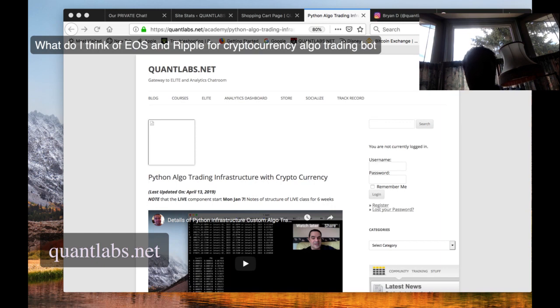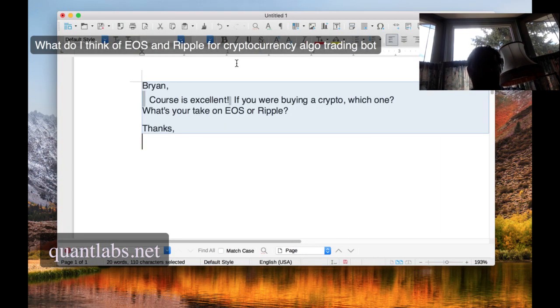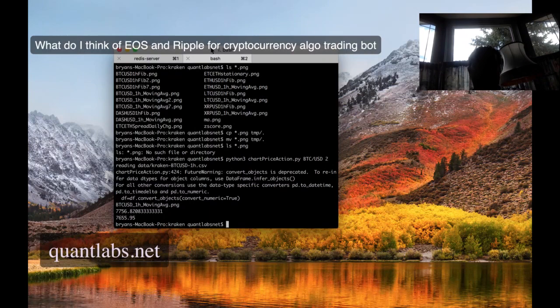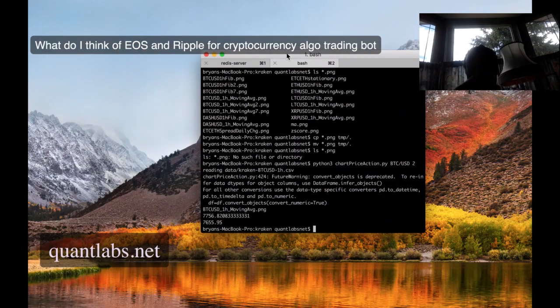We got a question from one of my students talking about the Python infrastructure course. Came off it, he said the course is excellent. If you're buying a crypto, which one? What's your take on EOS and Ripple? So I'm going to focus on those as well as the recent activity with Bitcoin.